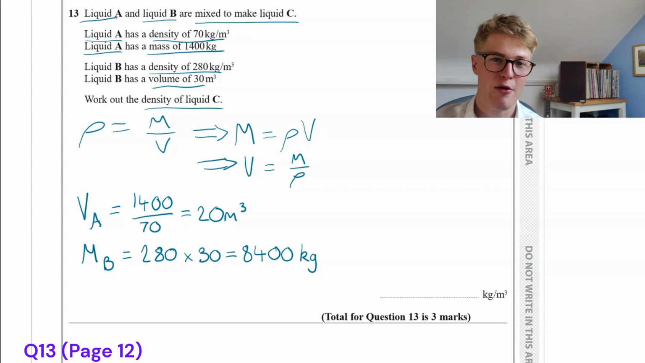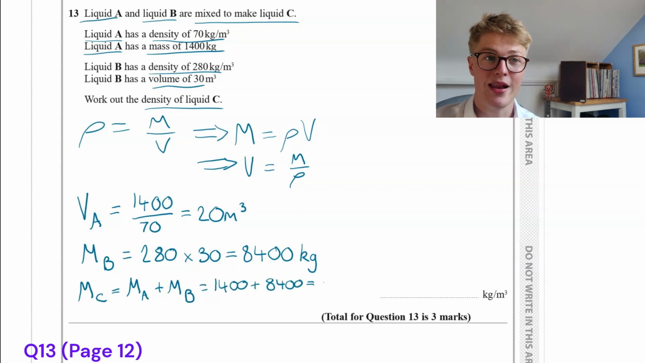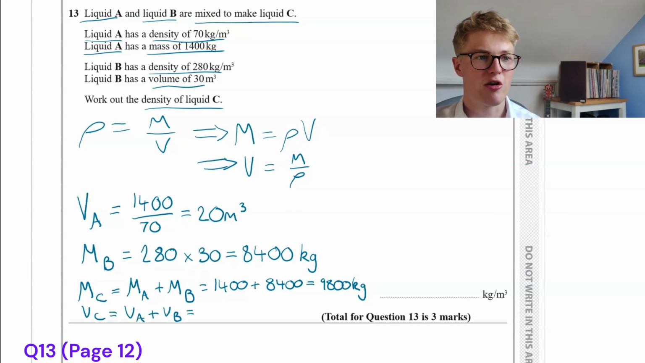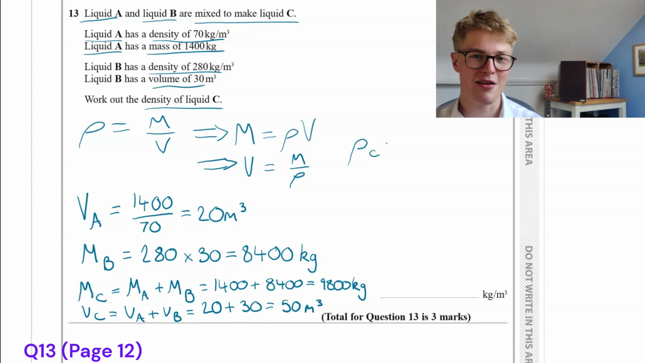This leaves us with 8,400 kilograms, and then we can add the mass of A and B to find the mass of C. So we do 1400 plus 8,400, and we get 9,800 kilograms as the mass of C. The volume of C is going to be the volume of A plus the volume of B, which is 20 plus 30, which is 50 meters cubed. Then we can find the density of C, which is going to be the mass of C over the volume of C, which is 9,800 divided by 50.